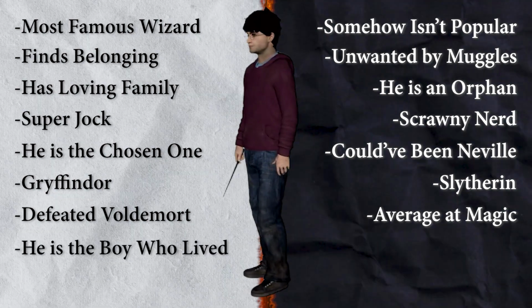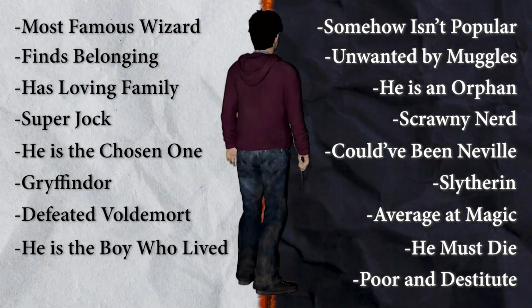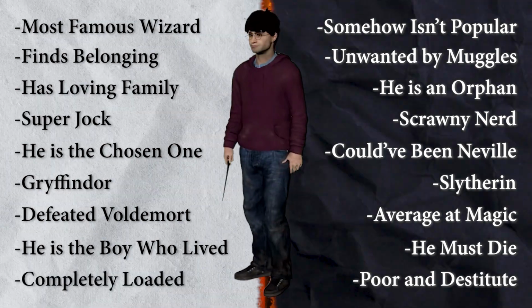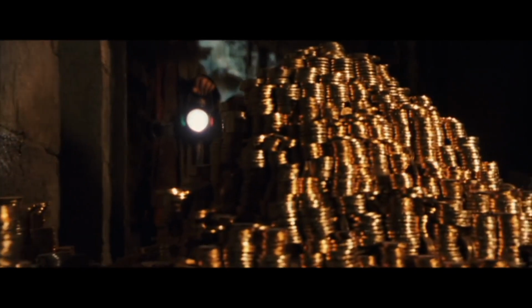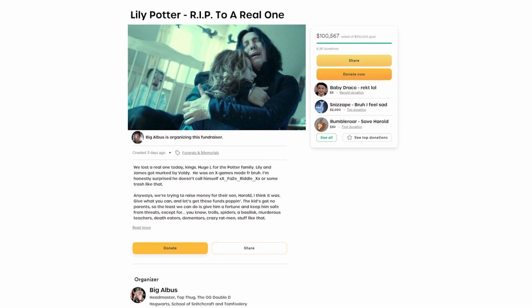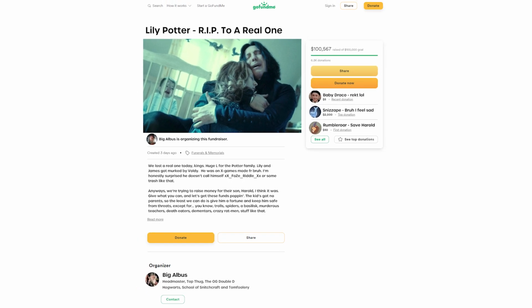He is the boy who lived, but he must die to fulfill his destiny. He is poor and destitute, yet also somehow completely loaded. Seriously though, how did he get all of this money? Did the entire wizarding world set up a GoFundMe after Harry's mom got easy clapped by Voldemort? Honestly, I don't remember. It's been a while since I've read the books.